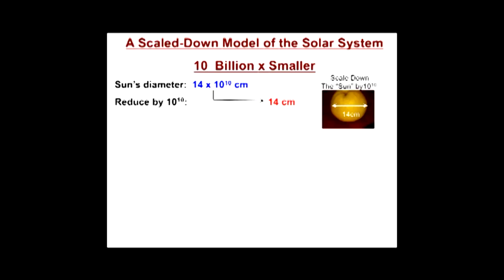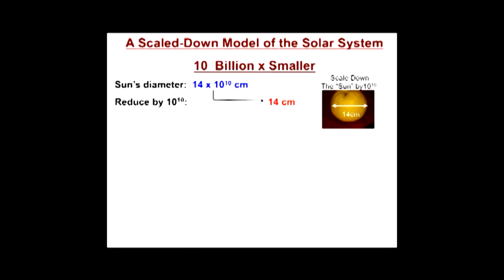And it just so happens I brought one. Just a coincidence. Here's our scaled down solar system. If the solar system could be shrunk by 10 to the 10, this is how big the sun would be.